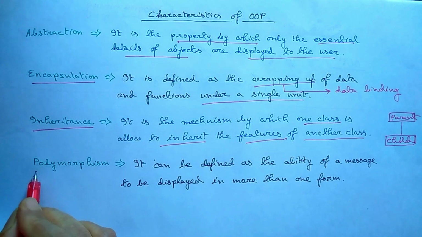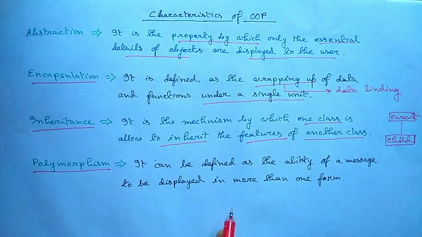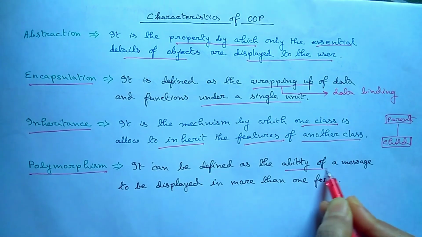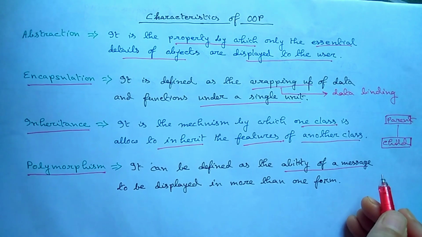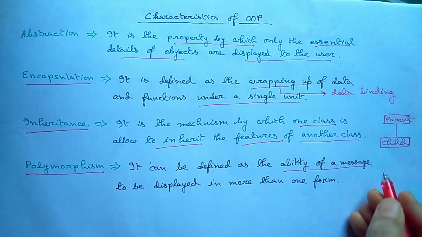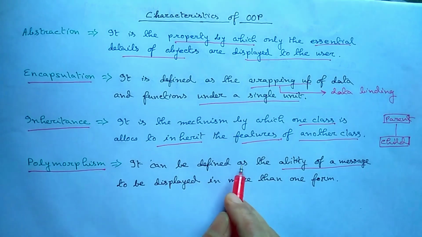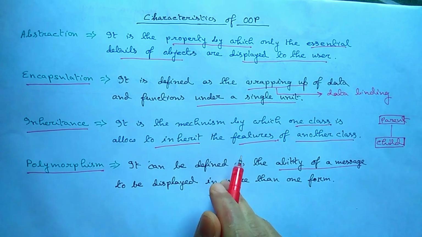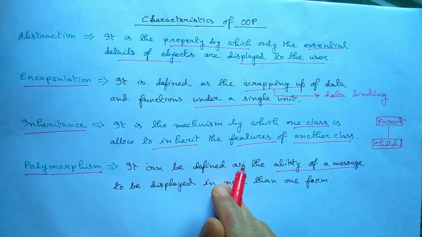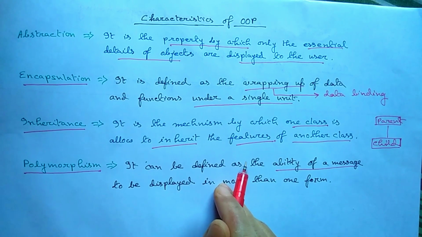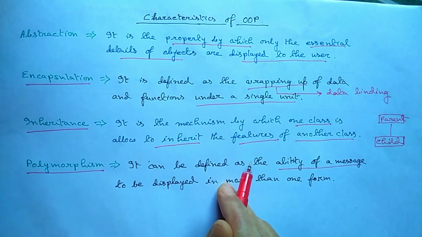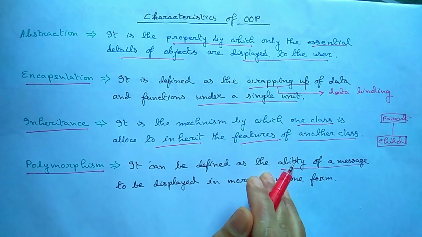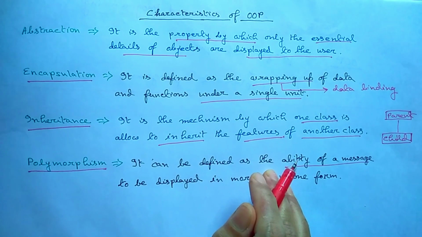So the final feature, or last feature, is polymorphism. It can be defined as the ability of a message to be displayed in more than one form. For example, we can say that a person can be a father, or can be a husband, or can be a son. So the same person will act as father, as son, as well as husband. So it can be a real example for polymorphism.